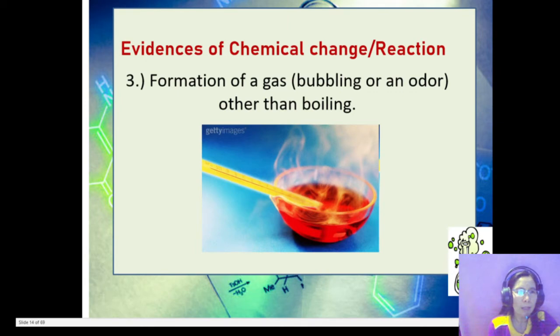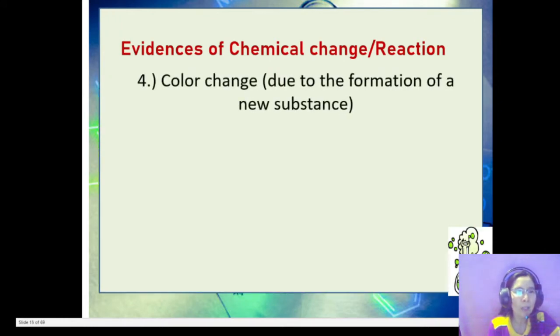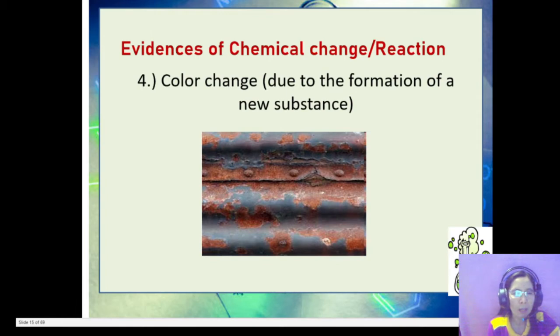What do you think are the other evidences of chemical reaction aside from the ones that we presented? Okay, you're correct. Color change due to the formation of a new substance. For example, what we have in the picture is the rusting of iron. From blue color, it changes to somewhat brownish or darker in color.